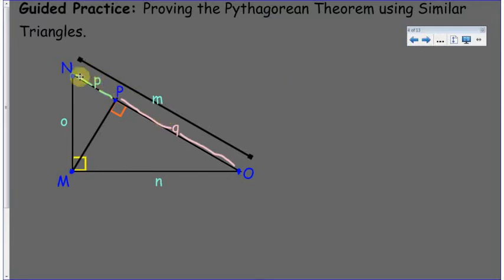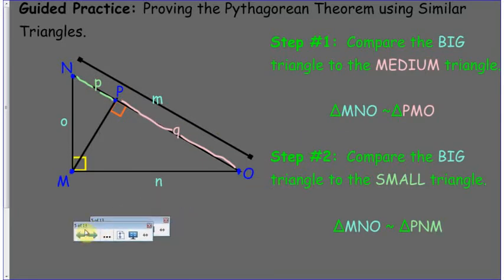And we're also going to notice that we have now created three triangles. A small triangle here, N, M, P. We're going to name this little segment here P. A medium-sized triangle, P, M, O, and we're going to name this medium segment here Q. And of course we still have the large triangle, N, M, O, and M is still the entire length of this other side.